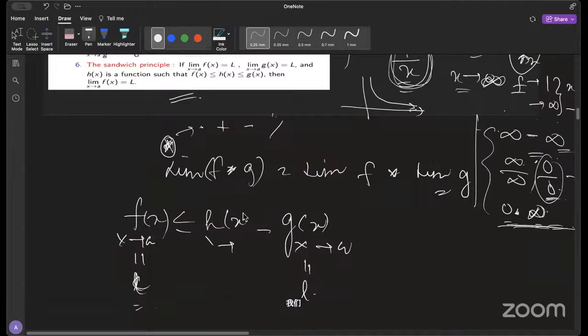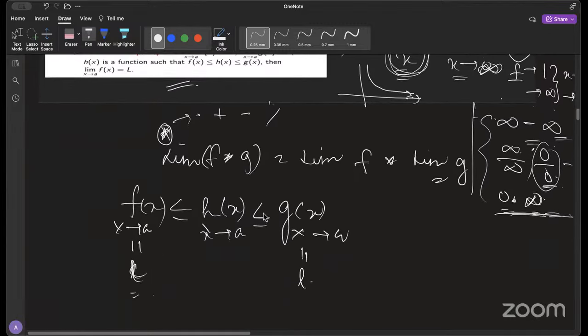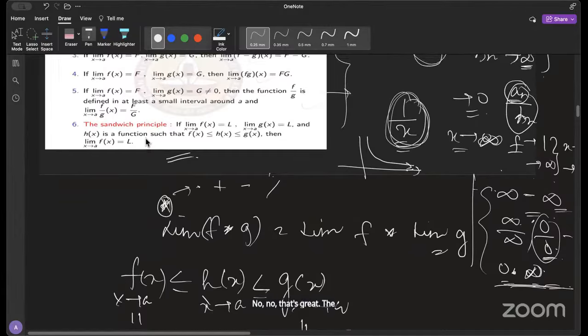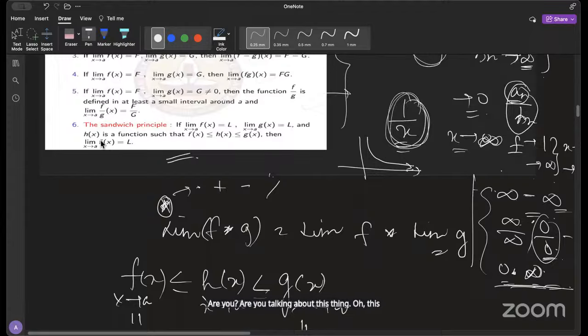In the statement, the last line should be limit h of x, right? It's written f of x. Where? The sixth rule, the last line, limit x tends to a, f of x is equal to L. That should be h of x is equal to L, right? Yeah, it should be h. It's h here.